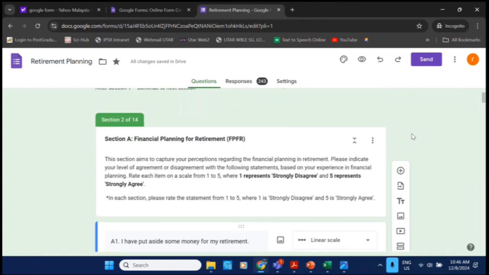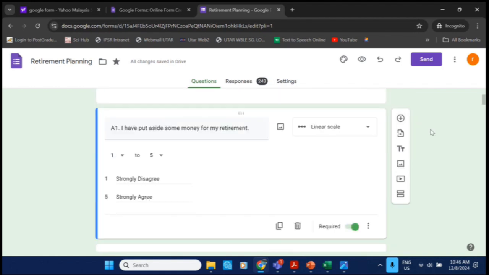So you have factor A, then the questions for factor A are A1, A2, A3, A4. Factor B, the questions for factor B are B1, B2, B3, B4. Rather than numbering 1, 2, 3, up to 16, which will be confusing, all this A1, A2, A3, A4 is for the questions for section A, factor A. So when you do SmartPLS, you straight away know which question is for which factor.